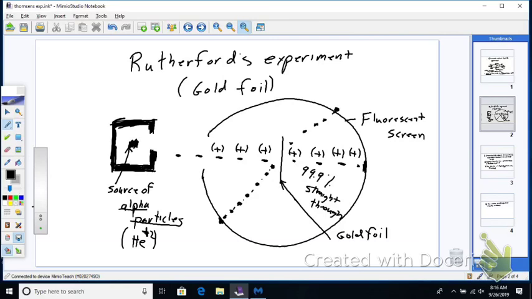First of all, what do you think caused the deflection? The gold foil. Yeah, something in the gold foil, but the gold foil is there for all the other ones, the 999 that go through. But the 1 out of 1,000 that may deflect, what's causing that deflection?